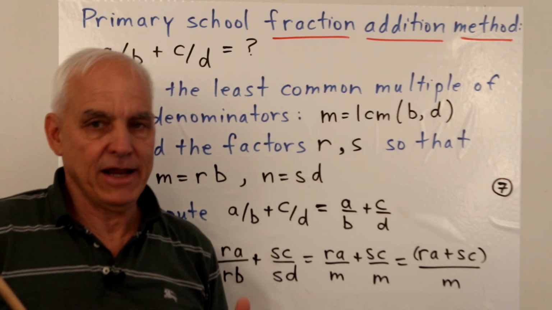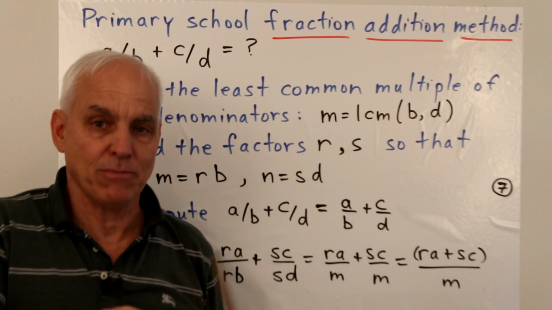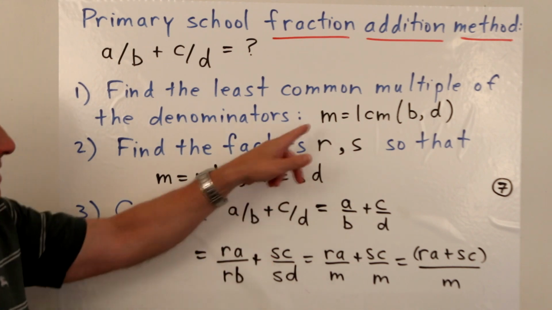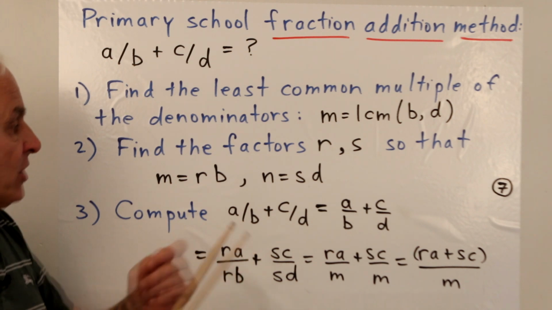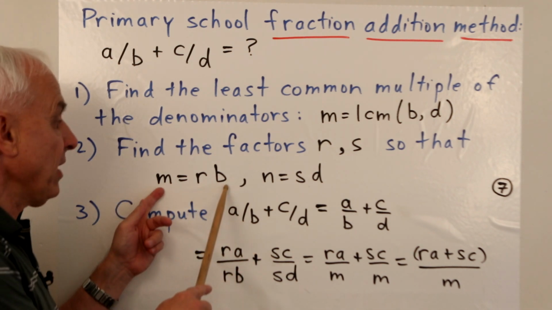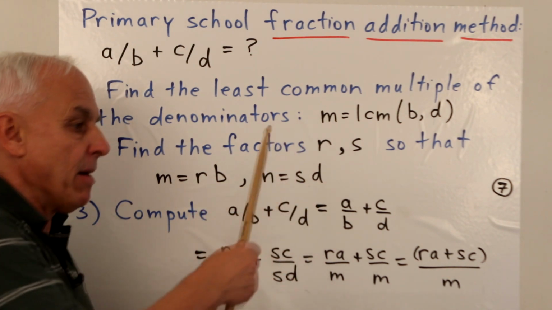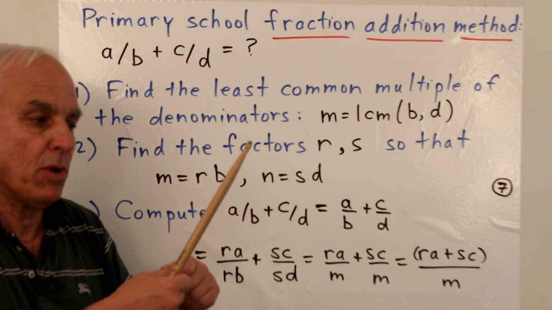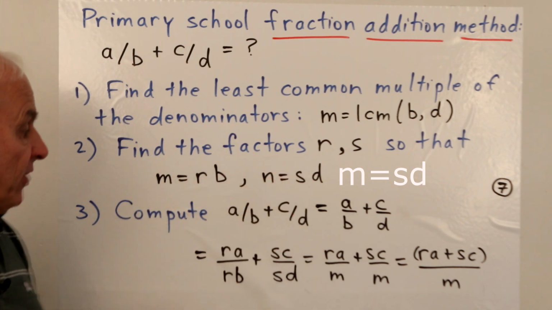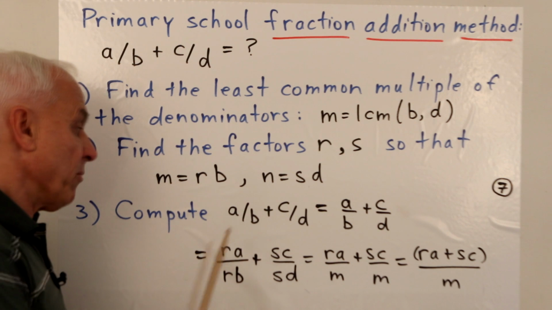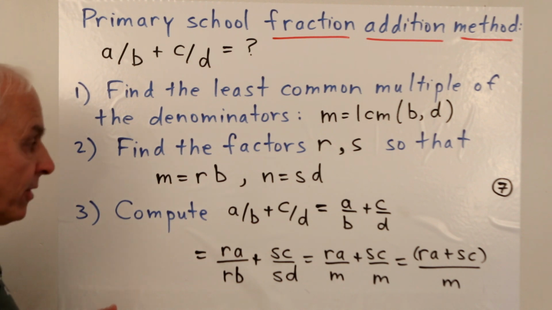So this is a technique that really is oriented towards relatively small fractions, or at least fractions with smallish denominators. So suppose m is the least common multiple of b and d. Then you find the factors r and s, so that m is r times b and m is s times d. So we've established that m is a multiple of b and a multiple of d, and now we want to know, well, what exactly are those multiples? So m is r times b, let's say, and s times d. And then to compute a over b plus c over d, let's switch to vertical notation because it just makes it a little bit cleaner to write down.